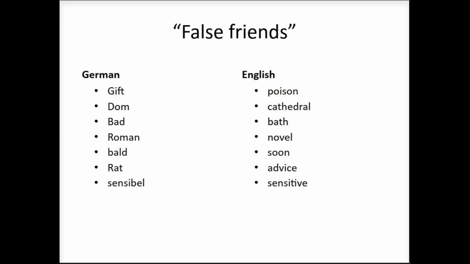And here you see what those false friends really mean. The German word Gift means poison, so don't take any gift from a German. The word Dom means cathedral. The word Bad means bath. The word Roman is a novel, a book. The word bald means soon. Rat is advice, and sensibel means sensitive.